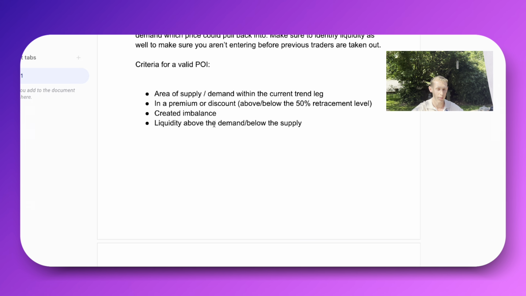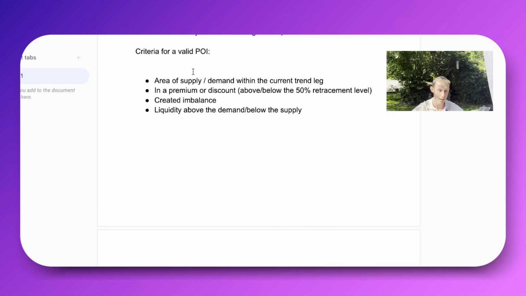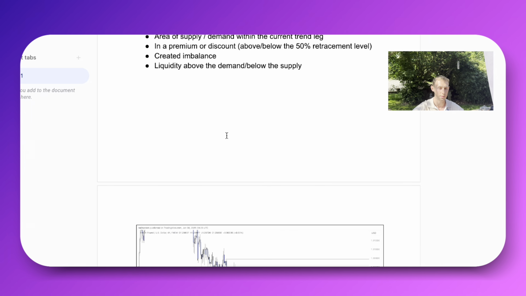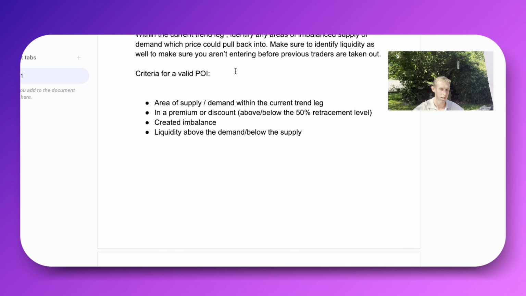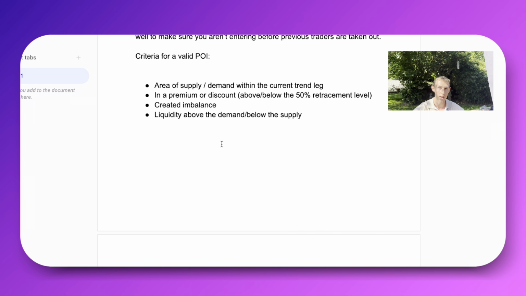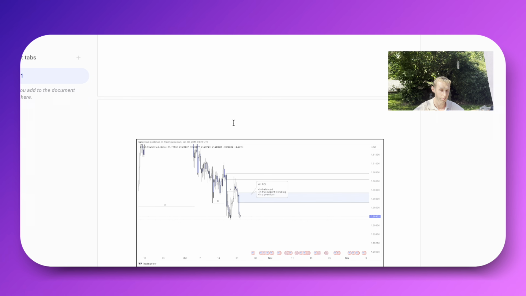If it is an area of supply or demand, it has to create an imbalance, and it has to have liquidity above or below it if it's a supply zone. And that's essentially what validates a point of interest for me. So very simple, just looking for those areas where we could see price retrace back into before we get the continuations, right? And as I said, this will be for free in the description below, so you guys can download it if you want to read through it in more detail.